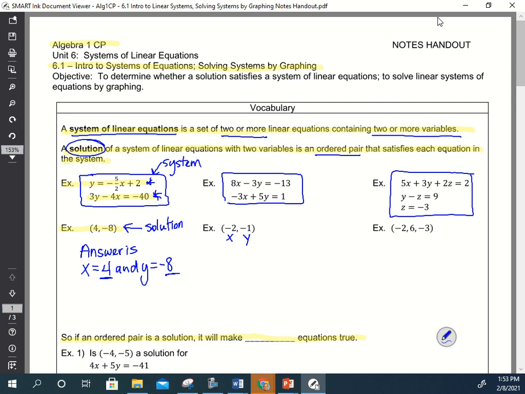Same thing for this third example. You have 3 equations. You also have 3 variables. So that means x equals -2, y equals 6, z equals -3. Fairly similar to what one of your extra credit questions was on Friday. So a system is 2 equations that you're going to solve at once. The solution is the ordered pair that goes with it.